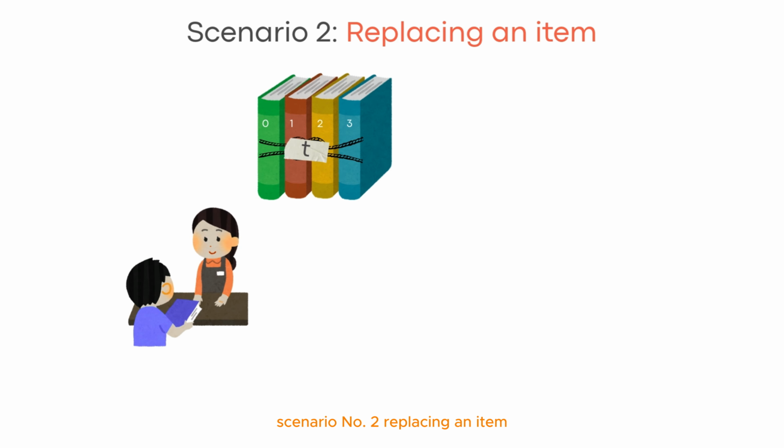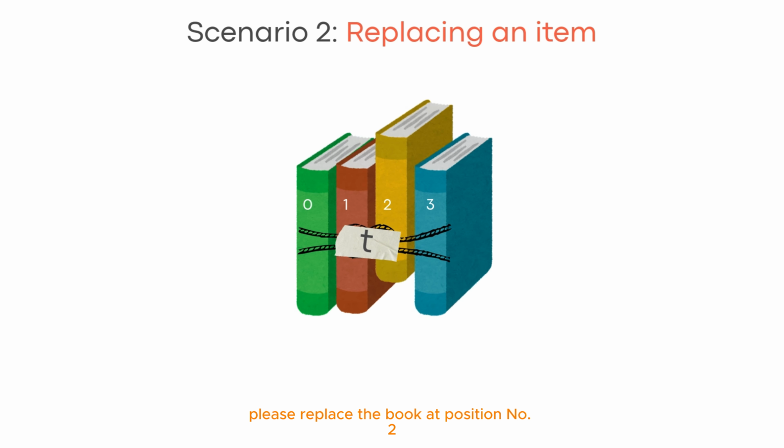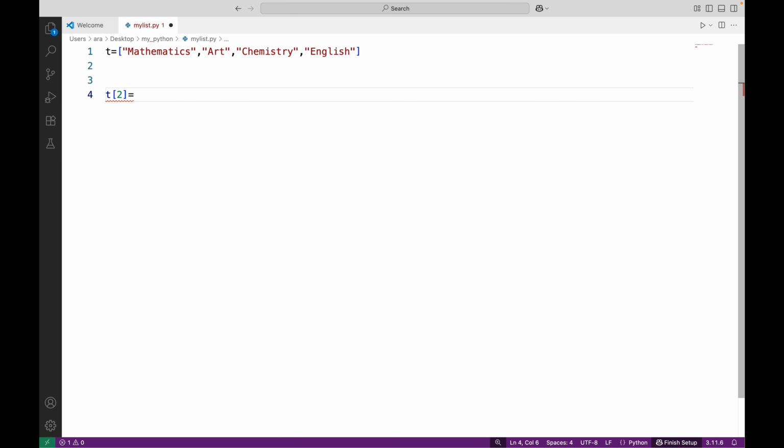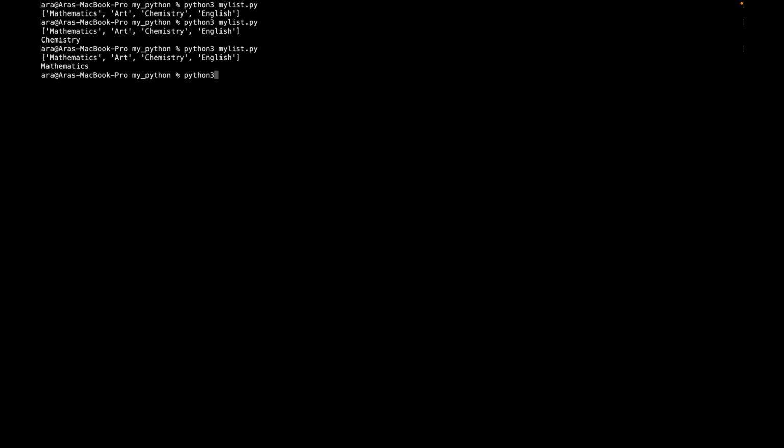Scenario number 2, replacing an item. Now let's tell our librarian, please replace the book at position number 2, chemistry, with a new book, physics. T at index number 2 equal to physics. Print bundle after replacing, T. Let's check the result.